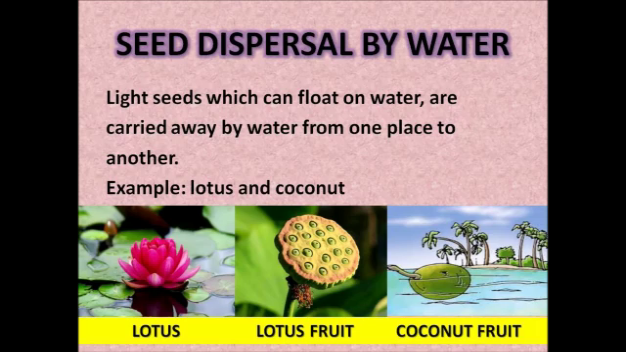Water carries these seeds from one place to another, hence these seeds are dispersed by water. On the screen you can see a lotus and then a lotus fruit and also a coconut fruit floating on the water, and then it will reach some place where it can grow.